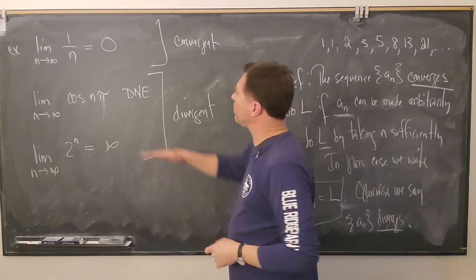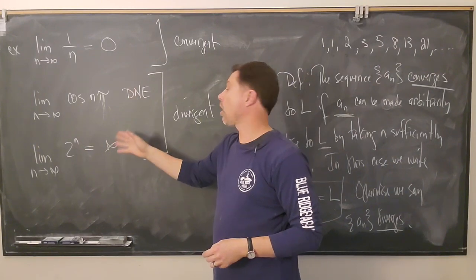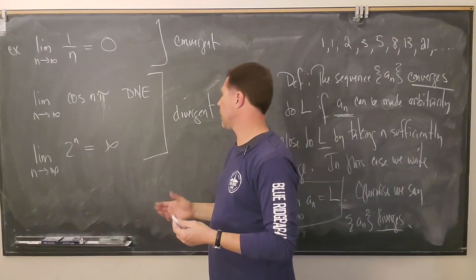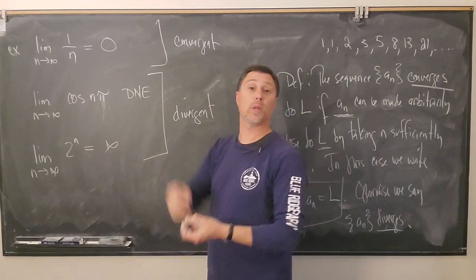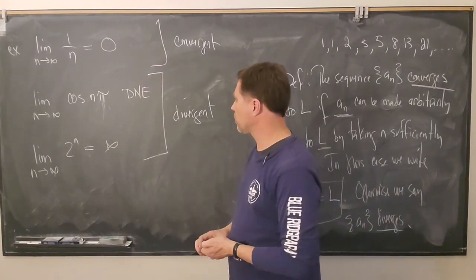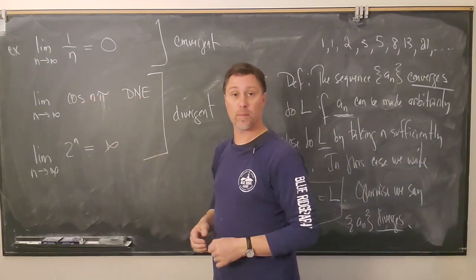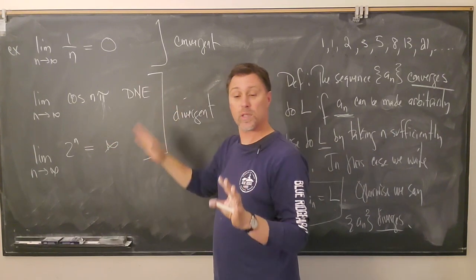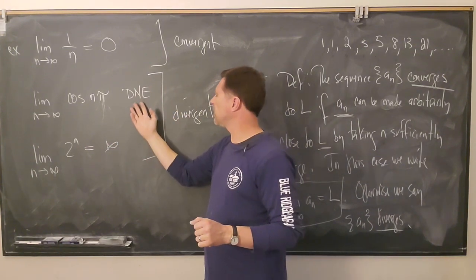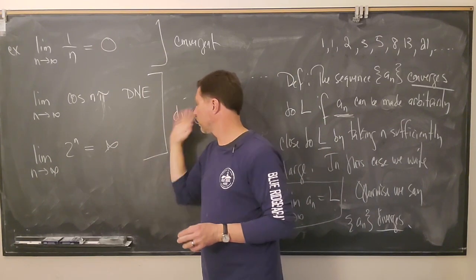Notice here I wrote does not exist, and here I wrote infinity. Both correspond to divergence, but they diverge in two different ways. Here, the numbers are blowing up, getting larger and larger, whereas in this case they're bouncing back and forth between a couple of different numbers. Both correspond to divergence, but we're letting the reader know in which way they diverge.